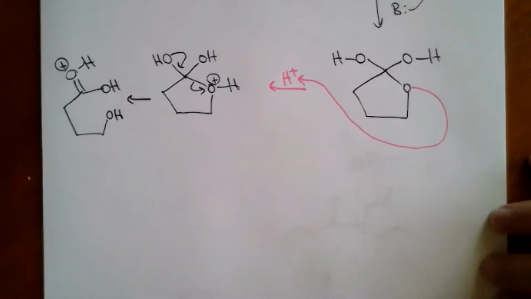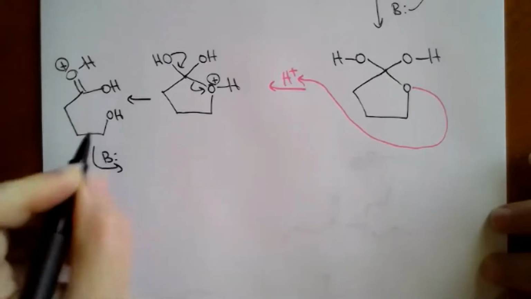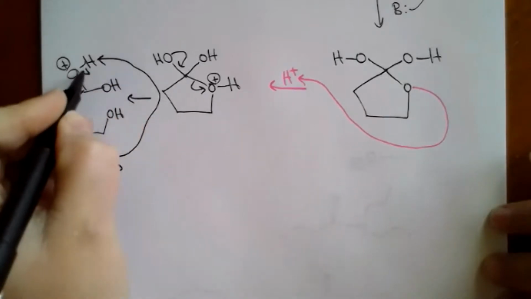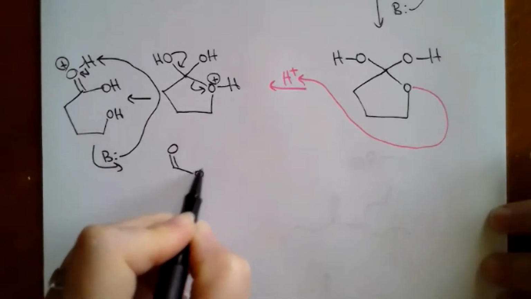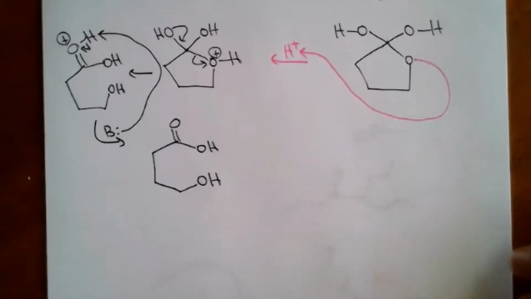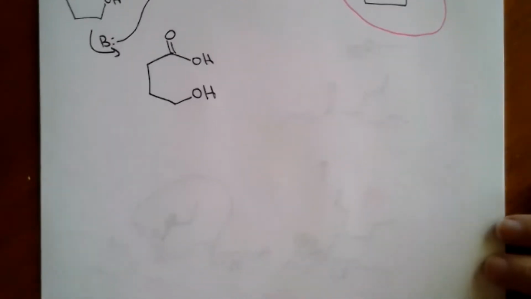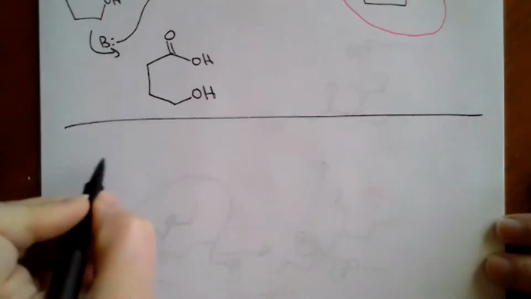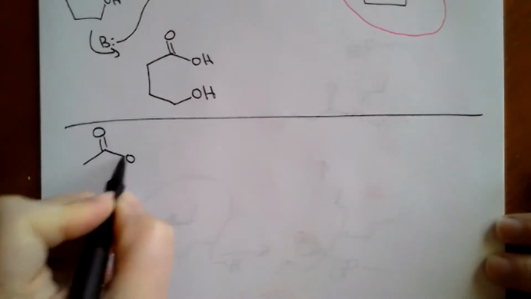Ta-da! Almost finished. Clean up that final proton, and then really, you're finished. There is my final product. My ester has been hydrolyzed to a carboxylic acid. We're going to talk about this one some more, but before we do, let's draw the mechanism for hydrolysis of an ester in base. Top guy, acid; bottom one, base.